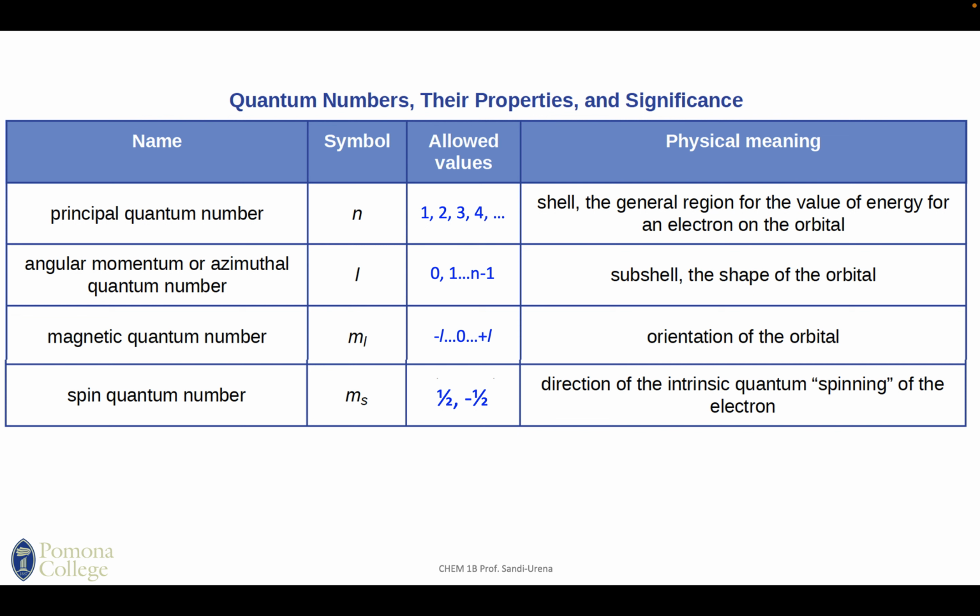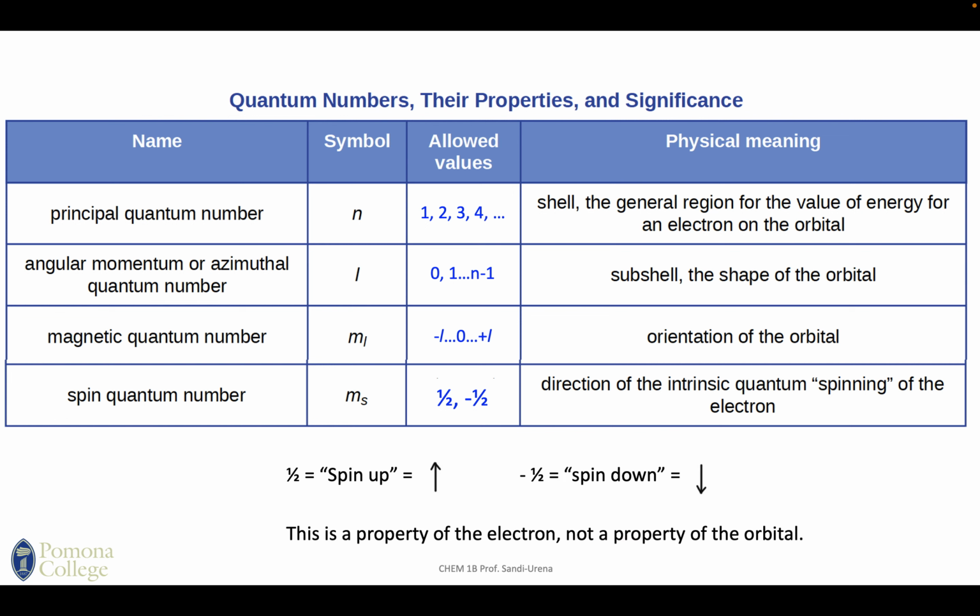The electron, for instance, we're going to say that the spin quantum number is a property that is intrinsic to the electron. And this property, they figured out, can have one of 2 values, 1/2 or -1/2. We refer to 1/2 as spin up and -1/2 as spin down, and we use arrows to symbolize that. Once again, this is a property of the electron, not a property of the orbital.